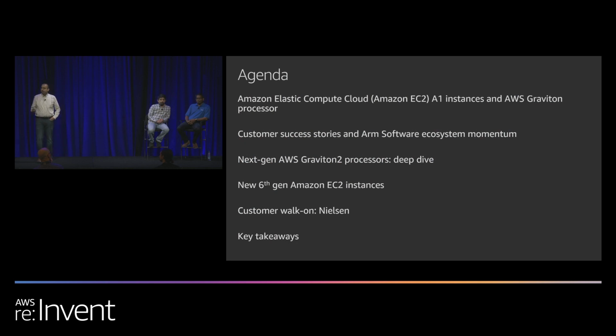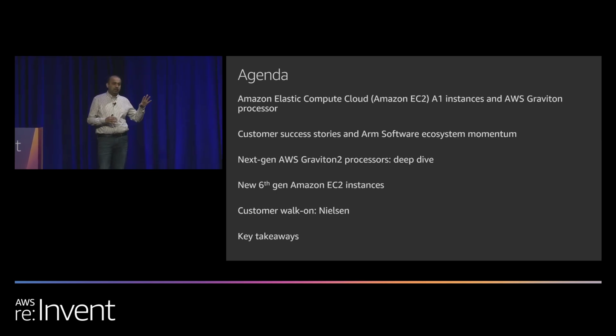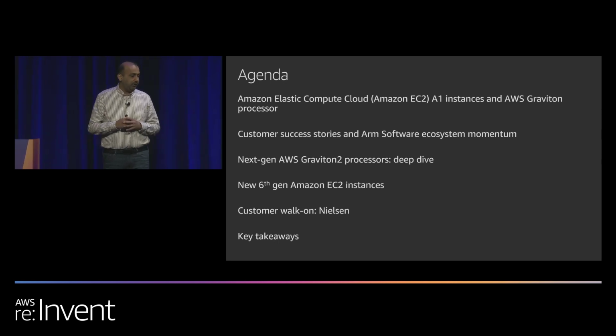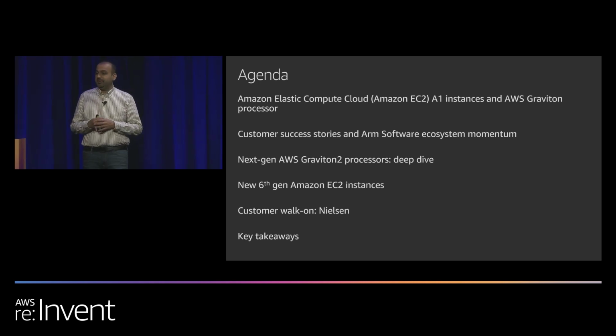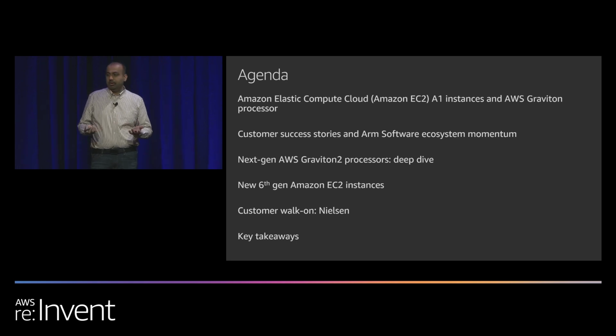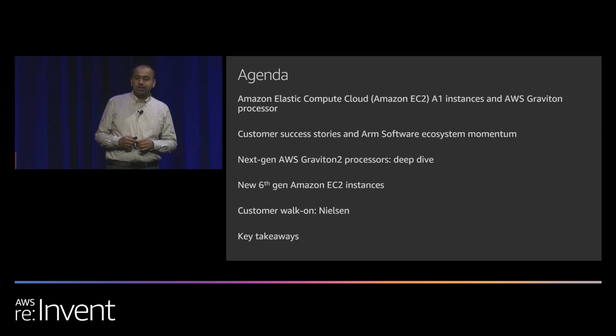So what we have for you in the next 45 minutes or so is, here's what we have on deck. We're going to do a quick recap of the first generation Graviton CPU that we announced last year at reInvent, and the A1 instances that are powered by the first gen CPU. We're going to talk to you about what's happened since in terms of customer momentum, success stories on customers that have been able to adopt and run their workloads on Graviton instances. We're also going to give you an update on the growth in the Arm software ecosystem. And then we will deeper dive into our Graviton 2 CPUs and the new instances. And finally, we'll have Nielsen coming on stage and telling us about their Graviton journey.